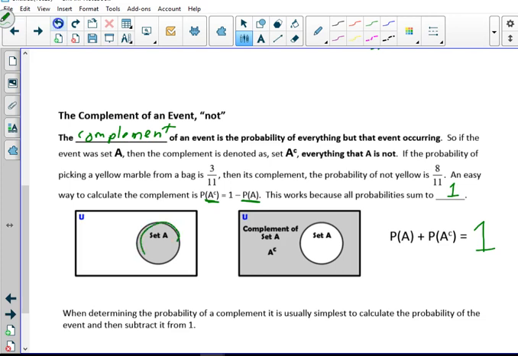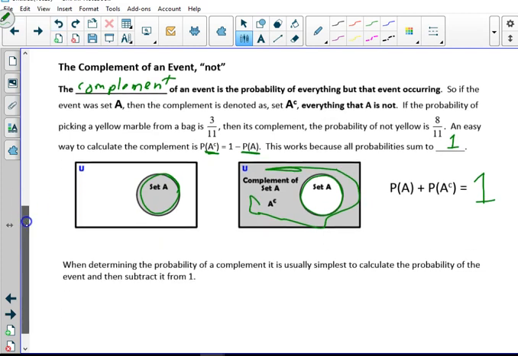So first we know about set A being here. If set A is here, the rest of all of this is everything that A is not. So when determining the probability of a complement, it's usually simplest to calculate the event, then subtract from 1.